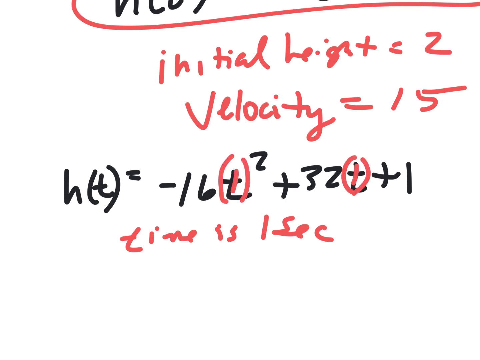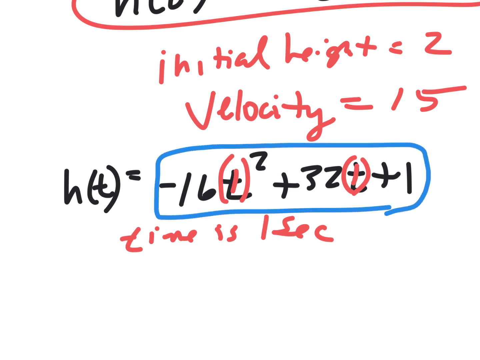Now, you'll definitely want a calculator to do this. Although, okay, well, timesing by 1 is actually pretty easy. You could probably do this in your head. Negative 16 times 1 is negative 16. 32 times 1 is 32. Negative 16 plus the 32 plus another 1. You could definitely do that one in your head. Okay.